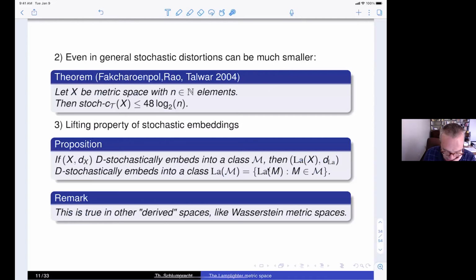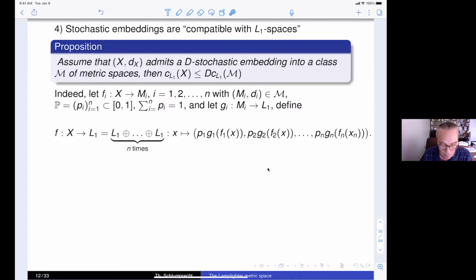This is very general; actually, this proposition can be generalized. It's true for many other derived spaces, like, for example, also for the Wasserstein spaces. So you can get embeddings like that. And finally, the last good property of stochastic embeddings is that it is very compatible with L1 spaces.